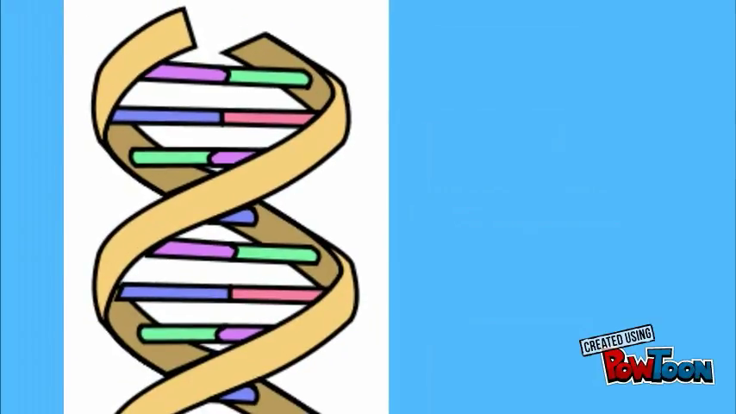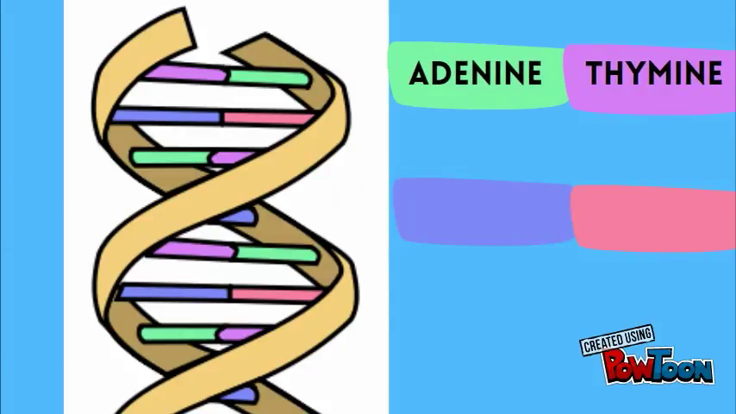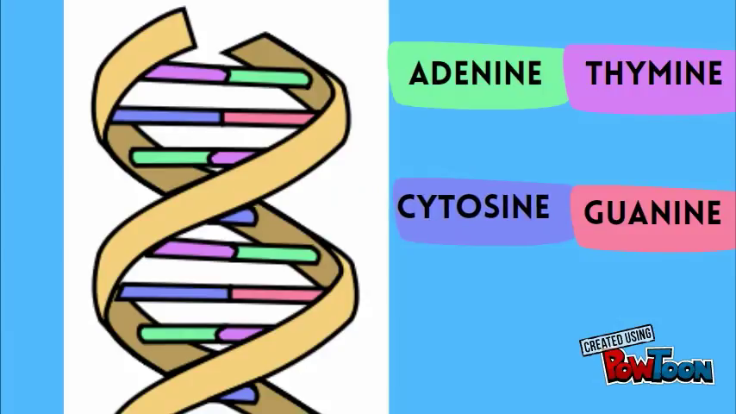If you look closely, the rungs are split into two parts, and this is very important for protein synthesis. And the colours always match. Green matches with purple, and blue matches with red. And this is because adenine always pairs with thymine, and guanine always pairs with cytosine.